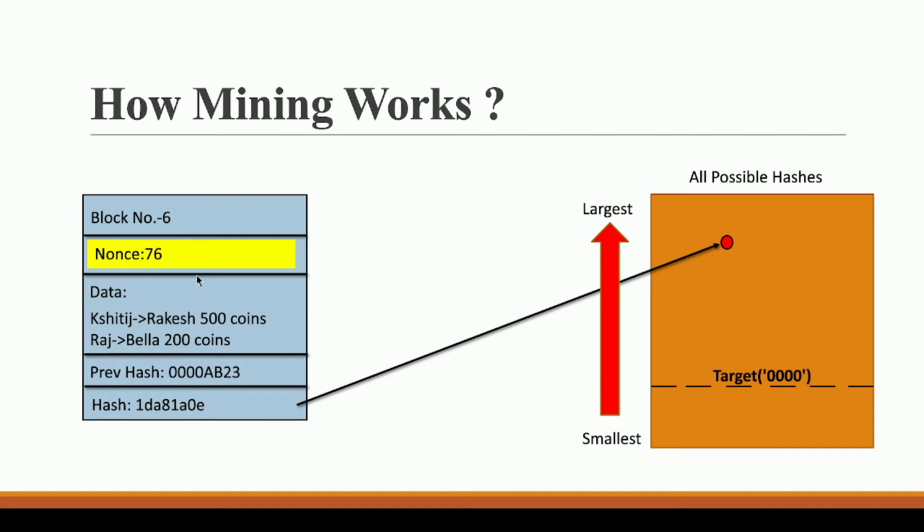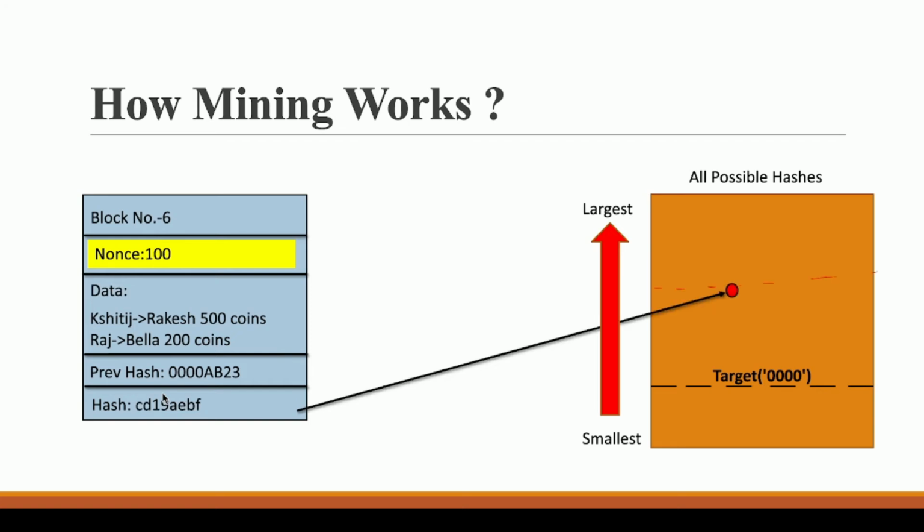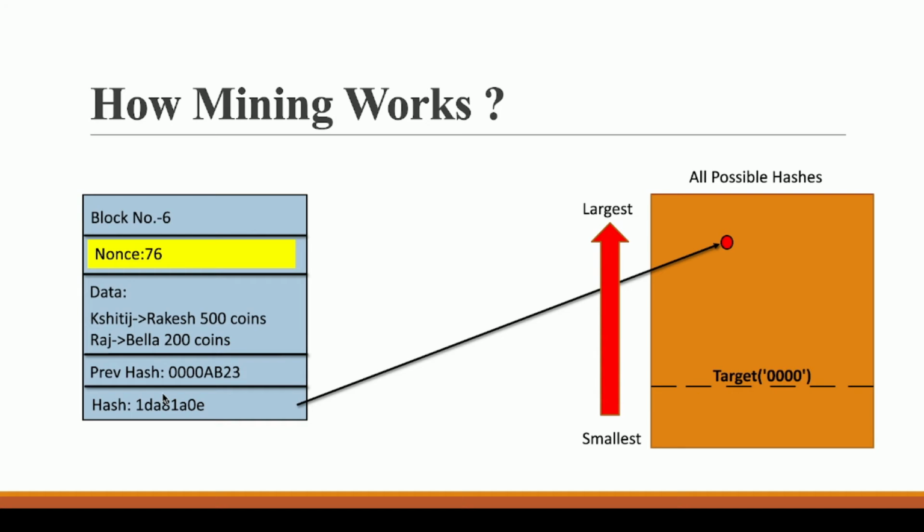And this is the problem that miners are actually solving for. What they are trying to do is change the nonce, because this is something in their control. Once they change the nonce, they get different hashes, right? Before that, if you see, at nonce 100 we have this hash, at 76 we have this hash. So they are changing the nonce so that they can generate a hash.